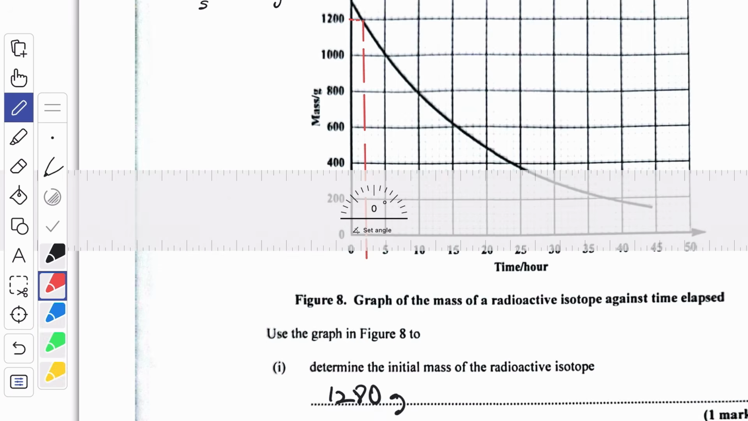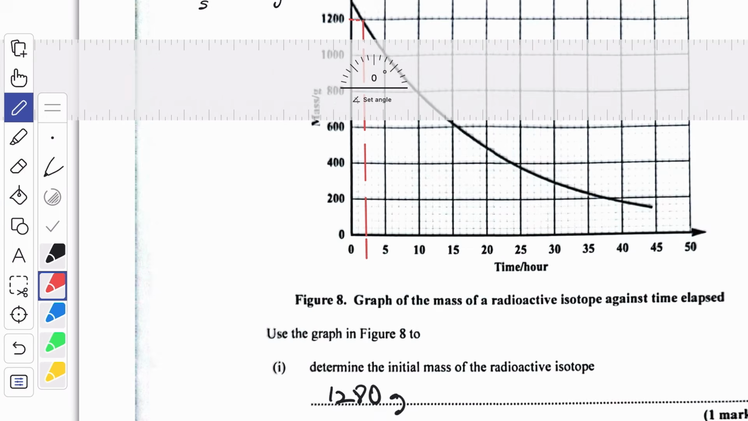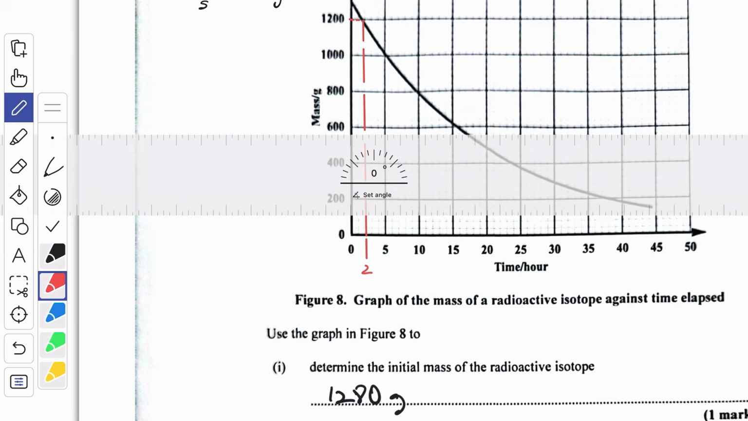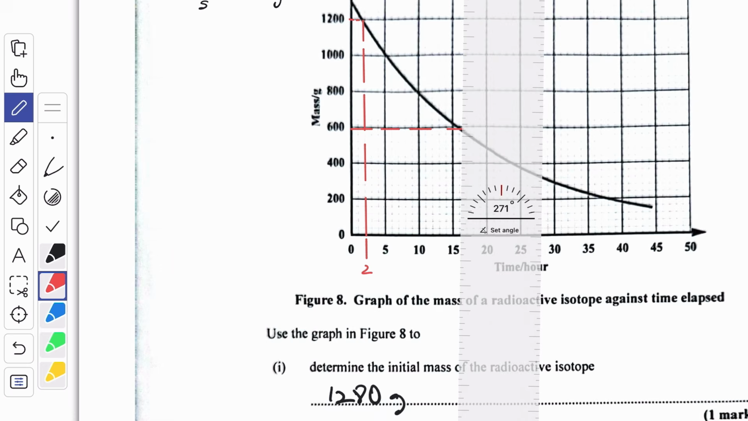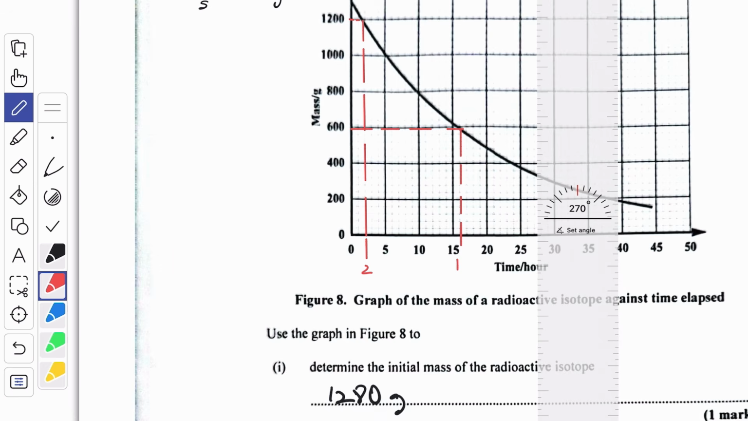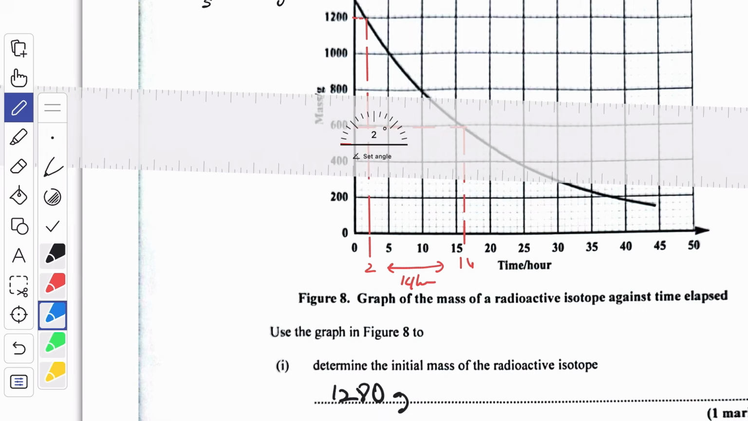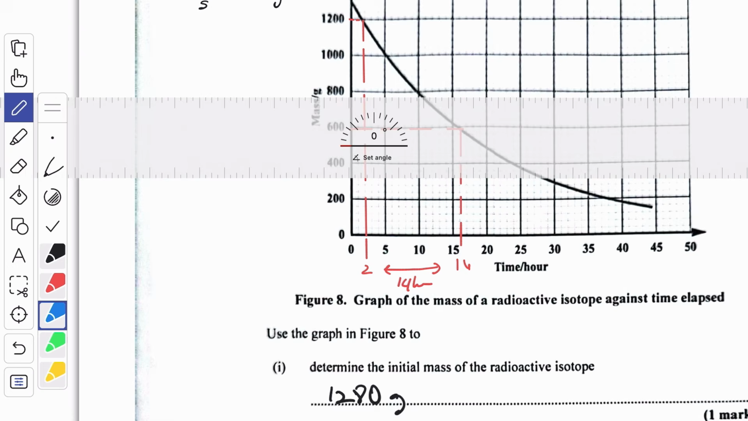Now that looks like 2. Now I'll go to 600, go across with a dotted line until it touches the graph, and then go down to read off what's on my time axis. When I read that off, that looks a little bit like 16. So the half-life here would be the time it took to go from 2 hours to 16 hours, and that's 14 hours. But they ask for the average half-life, so I'm going to use a couple more values.